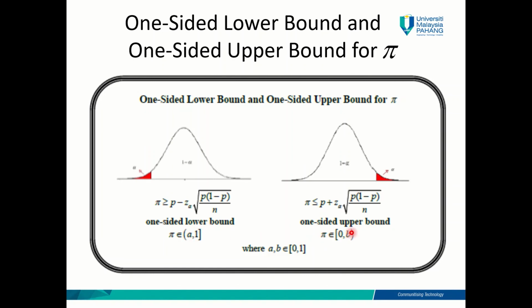And for the one-sided upper bound, it will start with 0. Do you still remember earlier I told you that your proportion should be within 0 and 1? So that's why for the one-sided upper bound here, the smallest possible value for your proportion is 0. 0, B. So the formula to find B is P plus Z alpha.